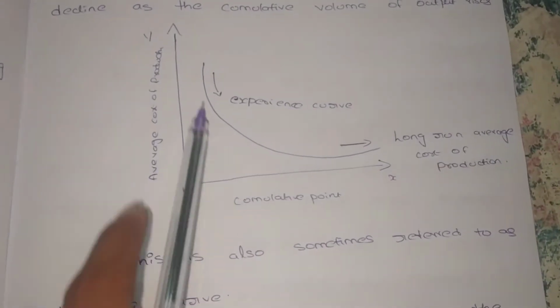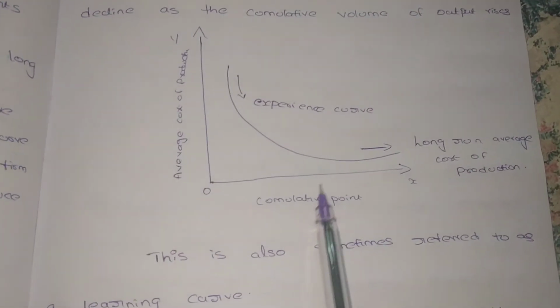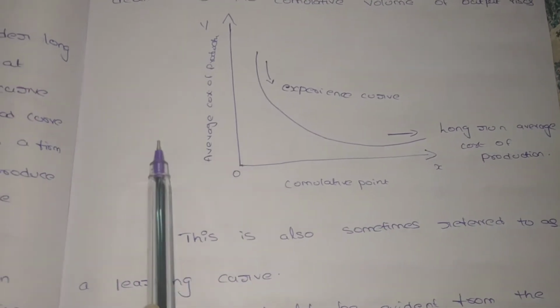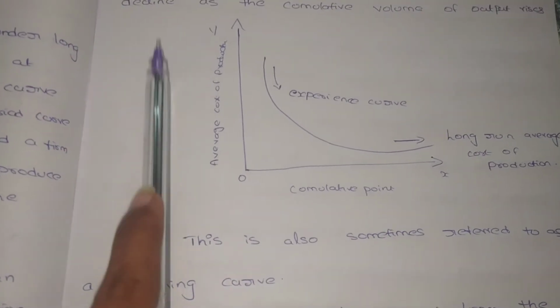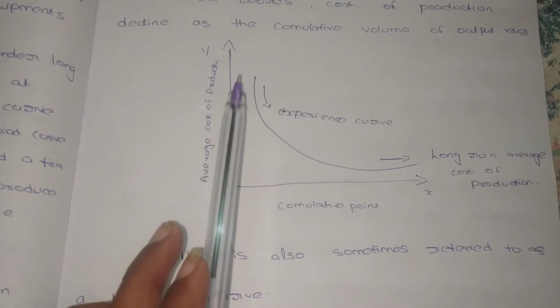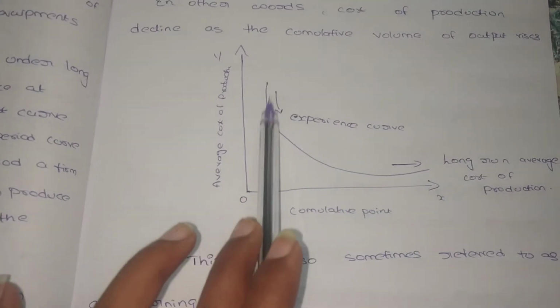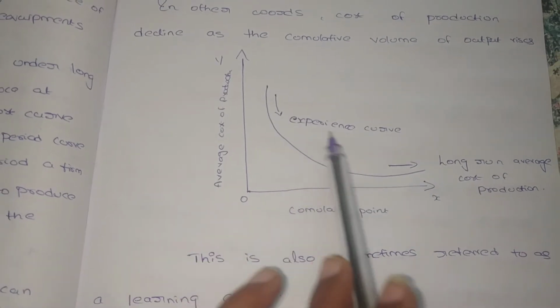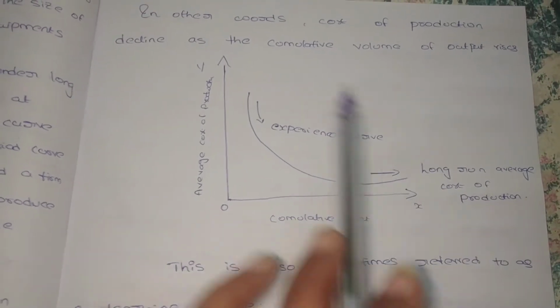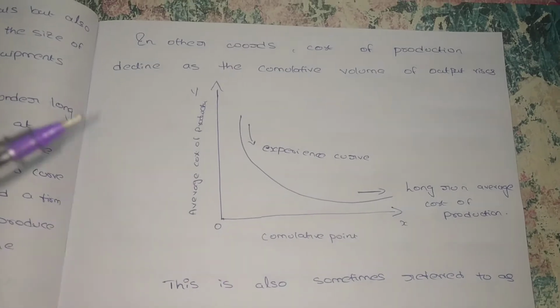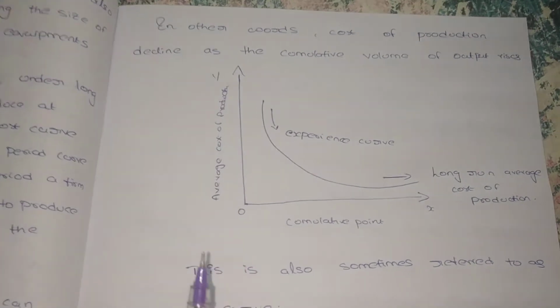Let's see here, this is an experience curve. On the x-axis I am taking cumulative output, and on the y-axis the average cost of production. We can say it is a convex curve. This shape is convex, and it is an experience curve, and we can say it is a long run average cost curve. Based on these two we can decide our economies and diseconomies of scale.